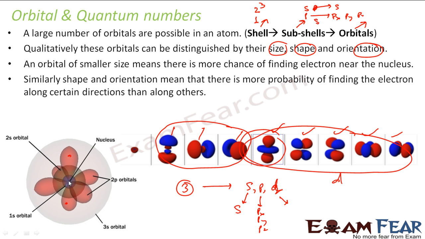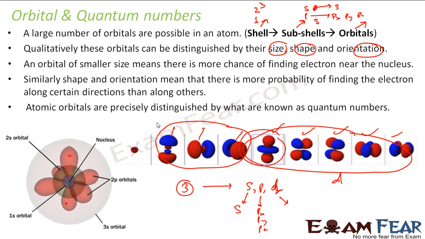In this shape, because there is nothing like this shape. The shape doesn't exist actually in real, but it's all about the probability. The probability of finding the electron in this region is more. The probability of finding the electron in this region is more. The probability of finding the electron in this region is more, and that's how it is, right? It's all about the probability of finding the electron along a certain direction and certain space.